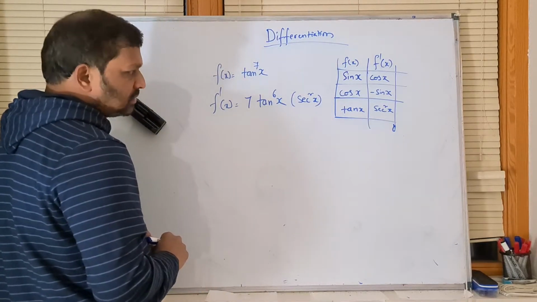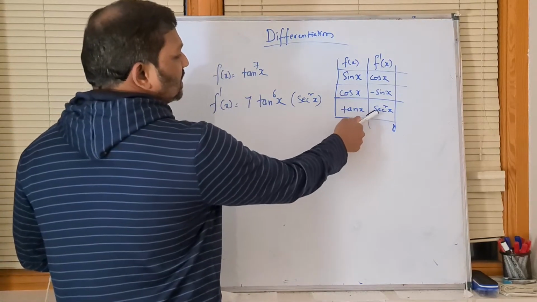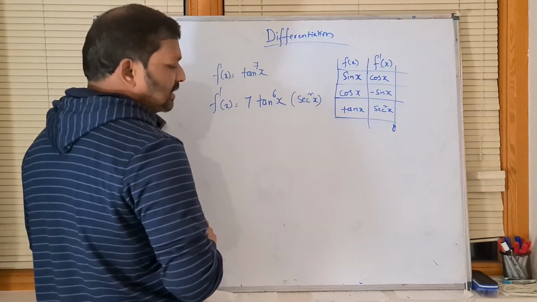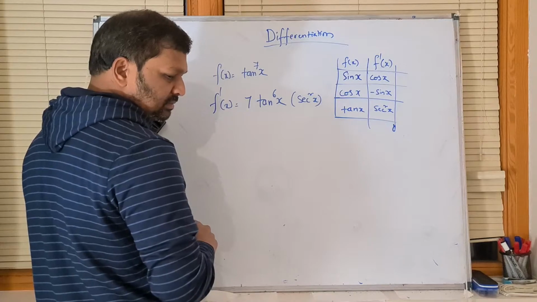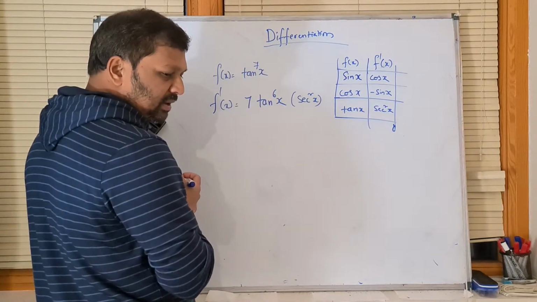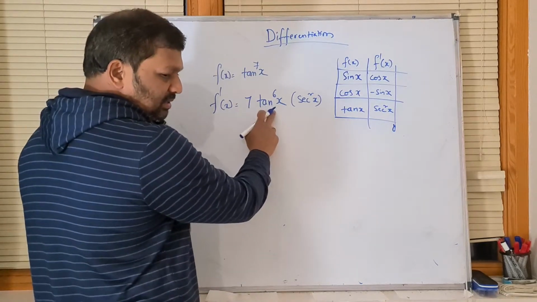Why did you get secant square x? Because the differentiation of tan x is secant square x. Tan x is the inner function. Why not 7? 7 is just in the form of x to the power of n. The differentiation of x to the power of n is n times x to the power of n minus 1.